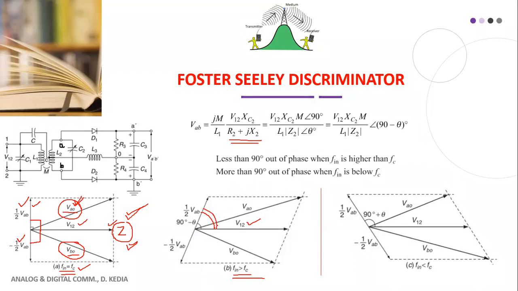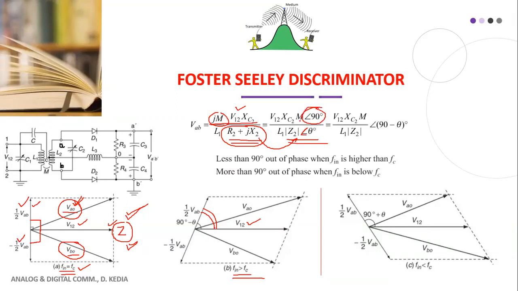Less than 90 means resonance is not taking place. It means this will be some complex number. If you represent the complex number R2 plus JX2 with the help of a phasor, we get mod of Z2 and then angle theta, because it is some complex number, because of which theta has come. In the numerator we have only the complex part, so if you convert this into a phasor, you get V12 XC2 at angle 90.